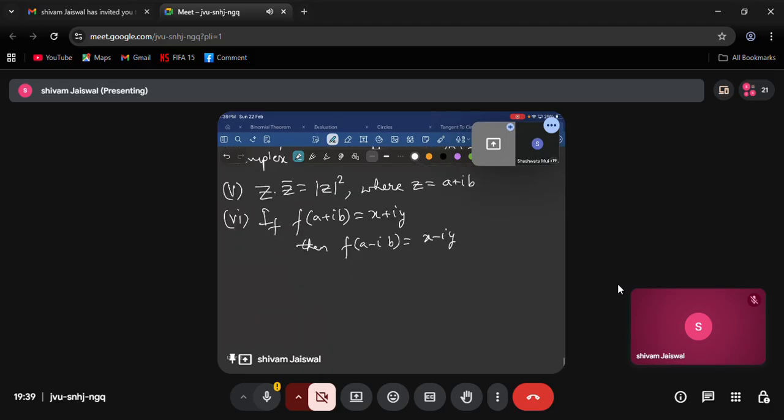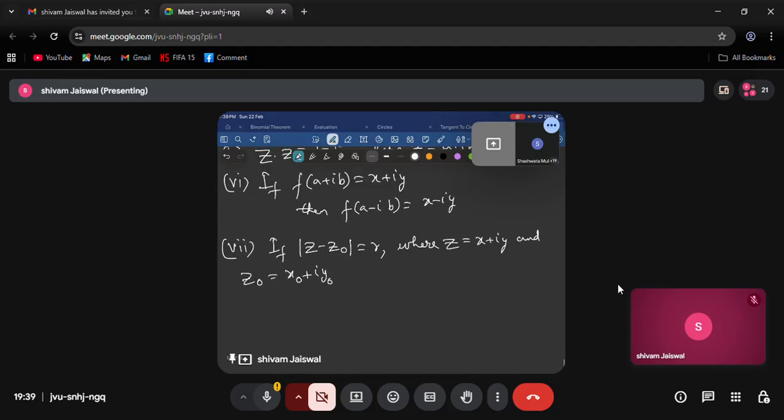Okay, part 7. If mod of z minus z naught is equal to r, this is also important, where z is equal to x plus iota y and z naught is equal to x naught plus iota y naught. What does it represent, everyone? Tell me. The distance of a complex number z from another complex number z naught is always constant. So what does it represent? Tell me. So let us substitute and check.